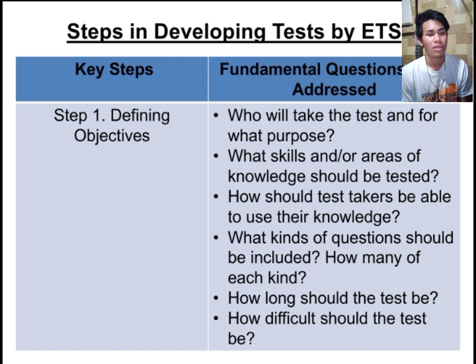Then the fifth question is how long should the test be and how difficult should the test be? So ETS needs to determine the appropriate length of the test, considering factors such as the time available for testing and the desired level of precision in measuring test takers' abilities. Additionally, the difficulty level of the test should be established to ensure it appropriately challenges the test takers.